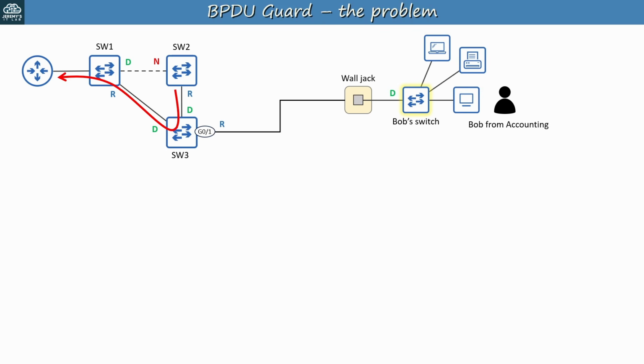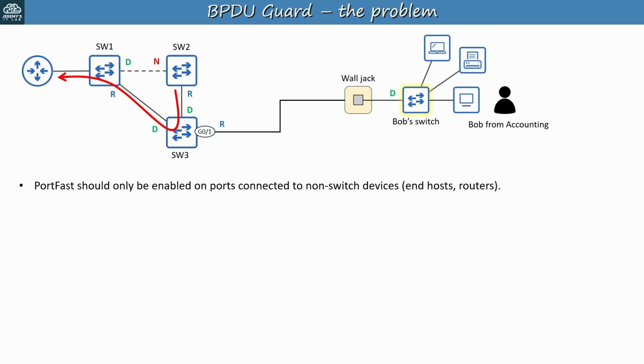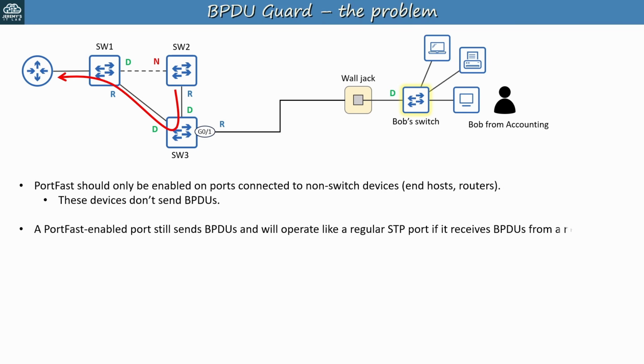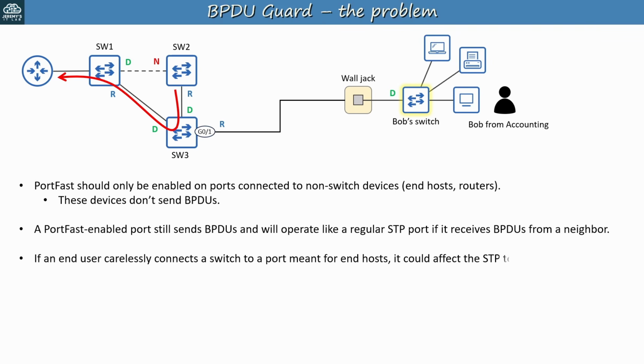Let's summarize and then see how BPDU Guard solves this problem. PortFast should only be enabled on ports connected to non-switch devices, like end hosts or routers. And these devices don't send BPDUs. However, a PortFast-enabled port still sends BPDUs and will operate like a regular STP port if it receives BPDUs from a neighbor. So if an end user carelessly connects a switch to a port meant for end hosts, like Bob from accounting, it could affect the STP topology. Shame on you, Bob. Do better. But fortunately, BPDU Guard acts as a safeguard against such a situation.